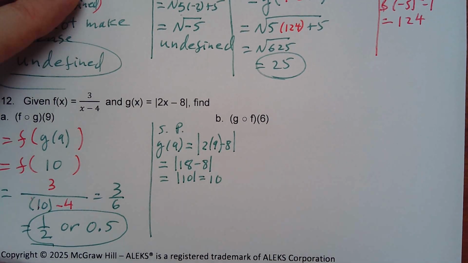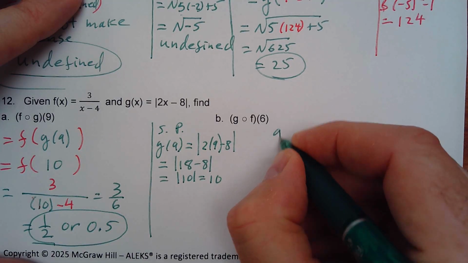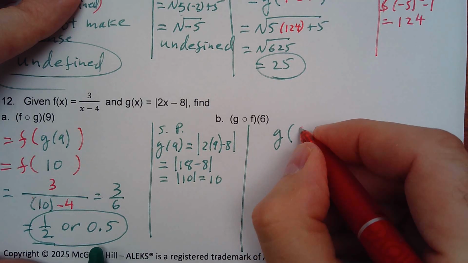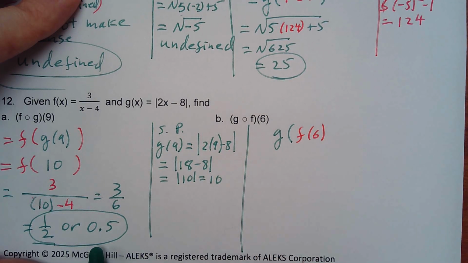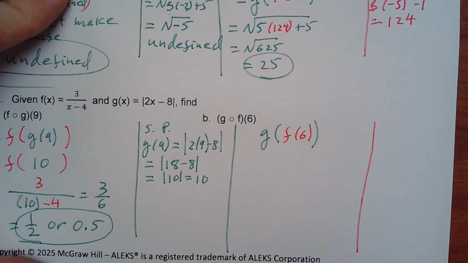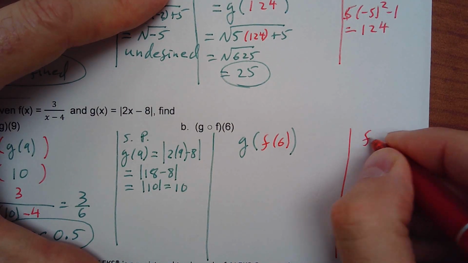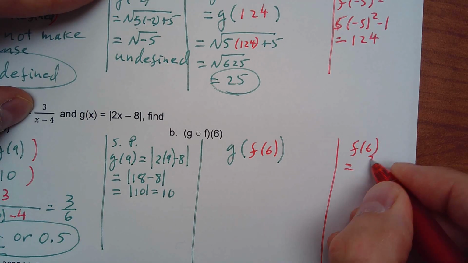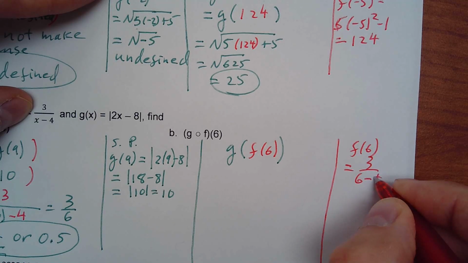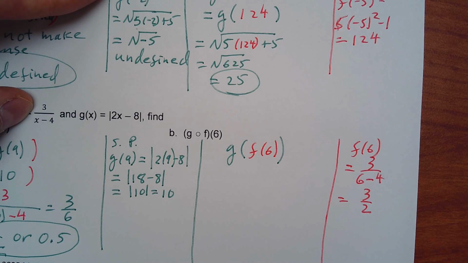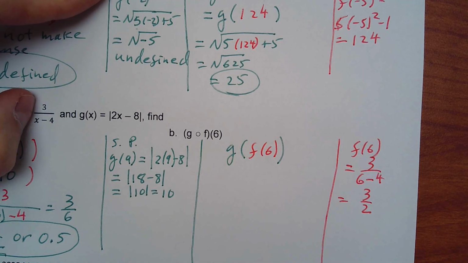And let's try this one over here. So now G is my outside function. Trying to find F of 6. So I'm going to go to my scratch paper. F of 6, we're going to plug in. 3 over 6 minus 4. It's 3 over 2. I guess I'll just leave it 3 over 2.